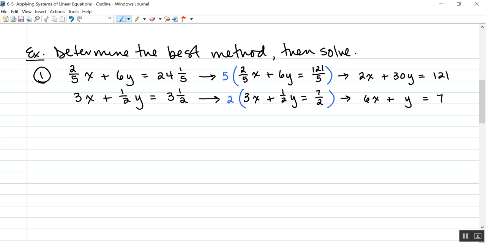Now, I think the best way to solve this one, I guess I could do substitution, but I really like elimination, so I think I'm going to use elimination using multiplication because my coefficients of x are not the same or opposites, nor are my coefficients of y the same or opposites. I need to write what I'm going to do here. It says determine the best method. I'm going to use elimination using multiplication. That's my best method.